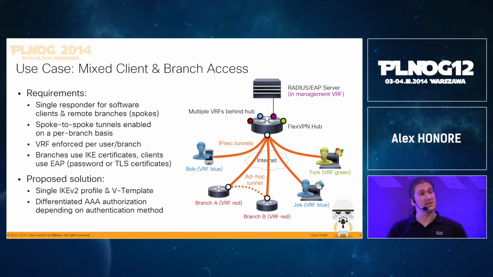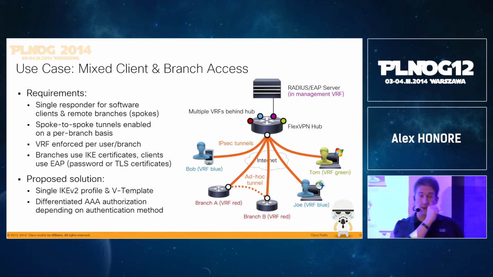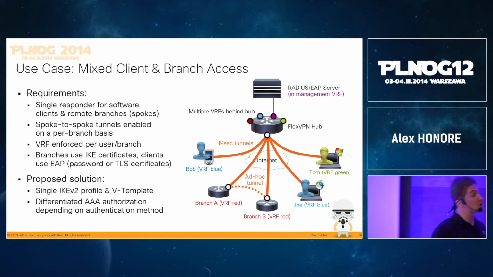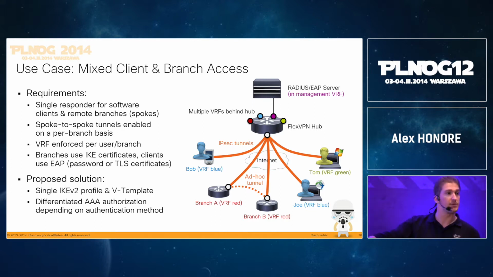So I'll go back to my setup with a single profile, single template, minimalistic, and I let the way that the peers authenticate to the server be the differentiator. These branches will use certificates. These users will use EAP. Doesn't mean they won't be using certificates inside EAP. They could do EAP-TLS and use certificates. But I will differentiate the way I authorize based on whether this is a remote access client or a branch router.